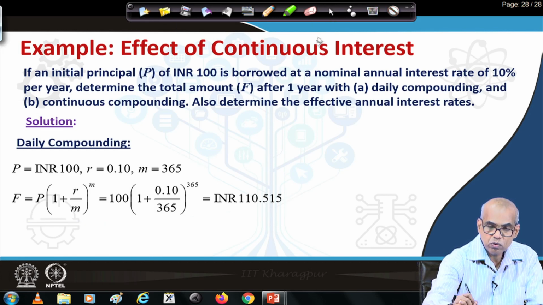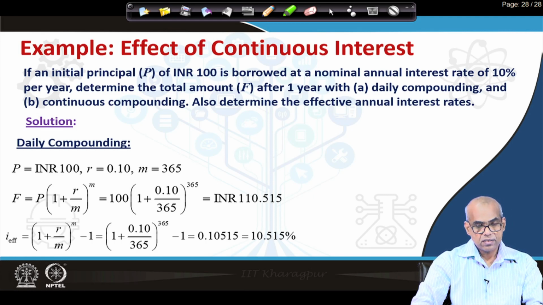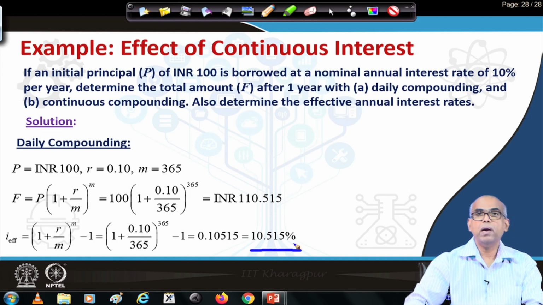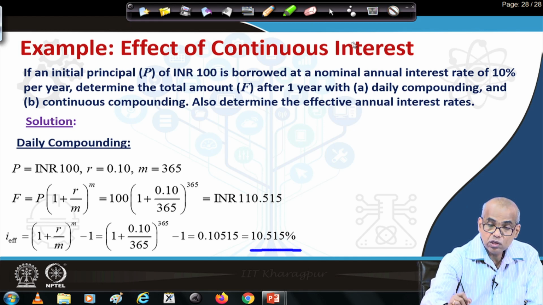You can also compute the effective interest rate as (1 plus r by m) to the power m minus 1, which will be 10.515%. Now, let us compute for continuous compounding.